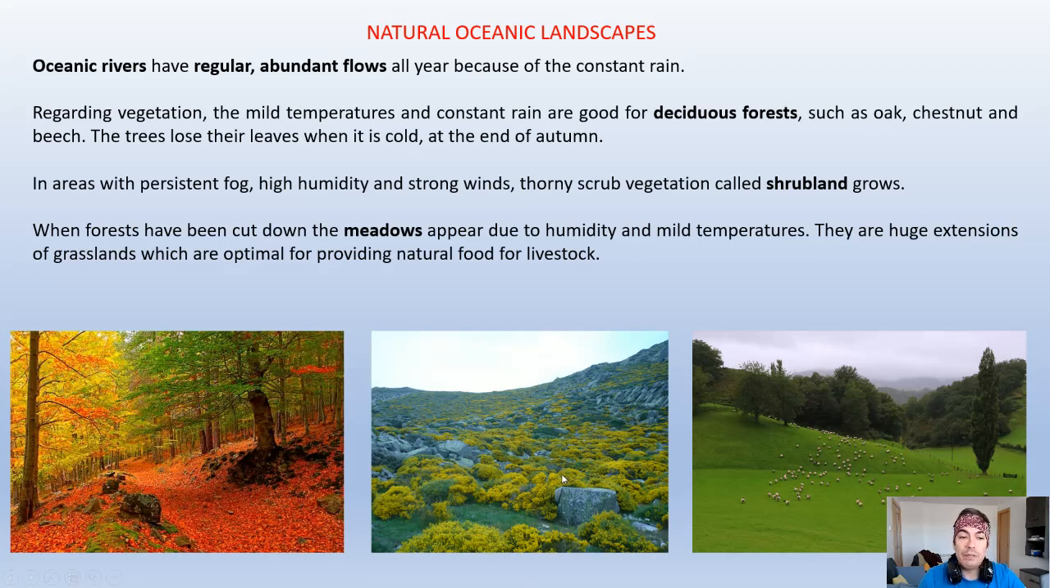And finally, when forests have been cut down, the meadows, los prados, appear due to humidity and mild temperatures. The meadows are huge extensions of grasslands, this is grass, which are optimal for providing natural food for livestock. Here we have some sheep, yes, it's sheep. Okay, these are the three types of natural oceanic landscapes we can find.